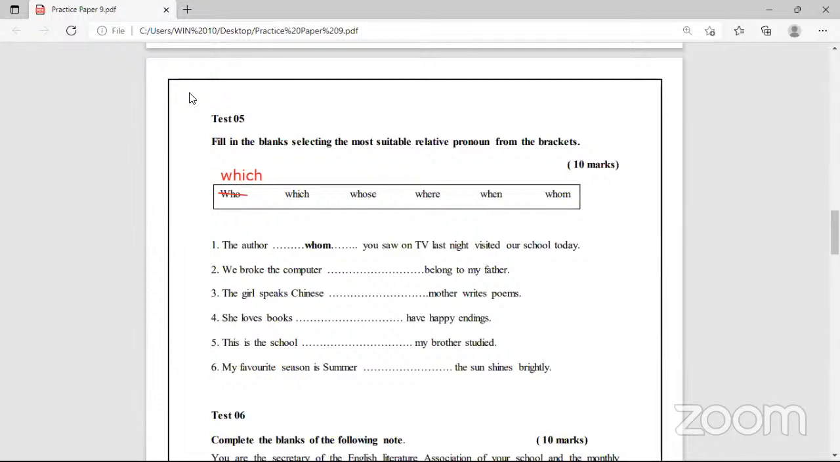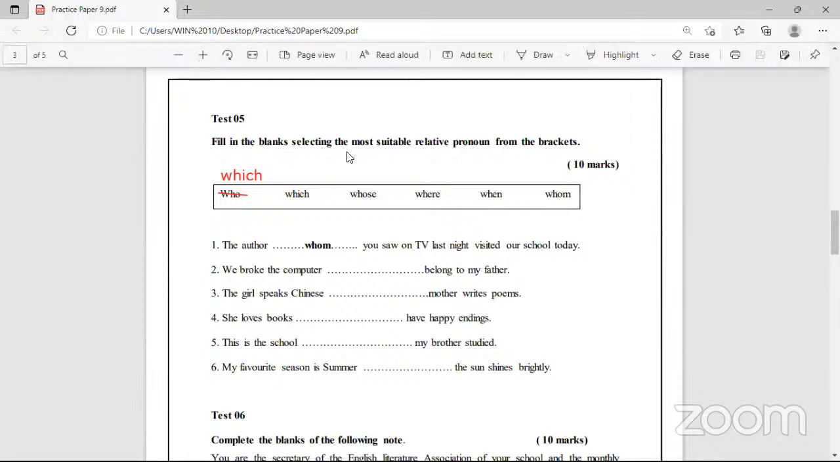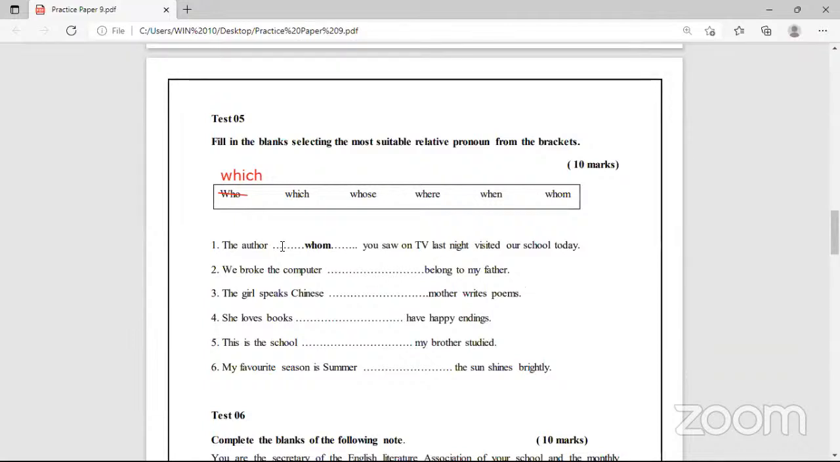Right. Let's go to the answers. Fill in the blank, selecting the most suitable relative pronoun from the brackets. There are 6 relative pronouns here. In relative pronouns, we have to select the most suitable one which relates to the place, date, or person in the sentence. So look at the first one.